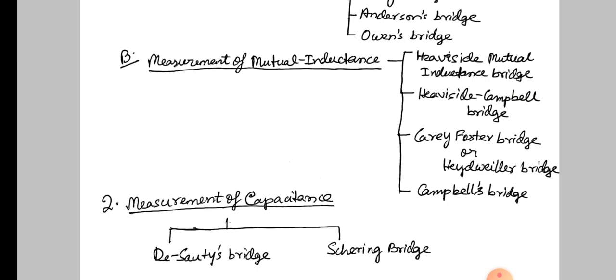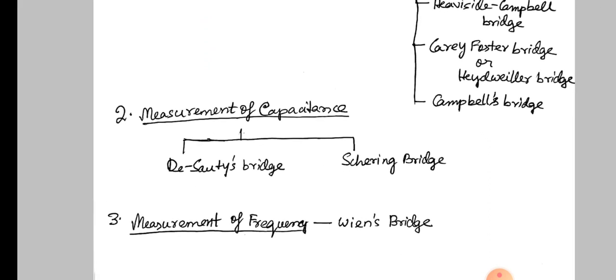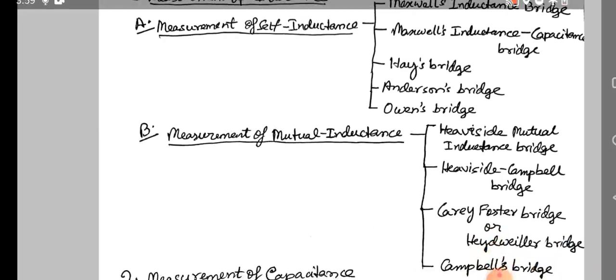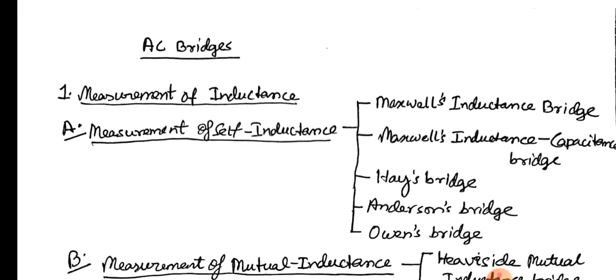Okay, so next you have measurement of capacitance. In measurement of capacitance, de Sauty's bridge and Schering bridge both are there, and you should go through them because both of them are in your syllabus. Next is the measurement of frequency, which is done by Wien's bridge, and this is again not in your syllabus, but still these are the bridges which measure these quantities. Hence I thought it would be important to make this table or chart. It will be helpful for you all to remember.